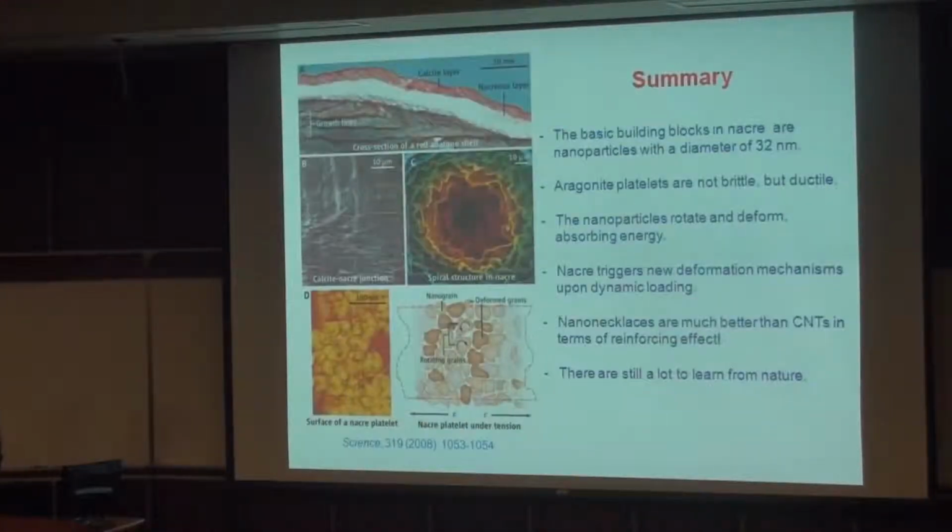All right, so I try to summarize. The basic building blocks in Nacre are about 30 nanometer nanoparticles. The individual bricks are not brittle, they are ductile. And nanoparticles can rotate and deform, absorbing energy and contributing significantly to the toughness of Nacre. Nacre triggers new deformation mechanisms upon dynamic loading. Nano necklaces are much better than single fibers, like carbon nanotubes, in terms of reinforcing effects.